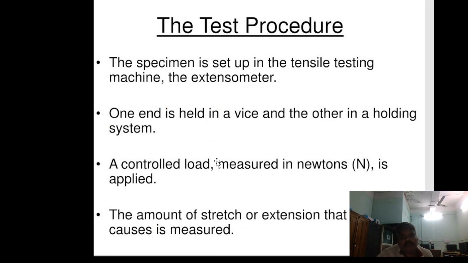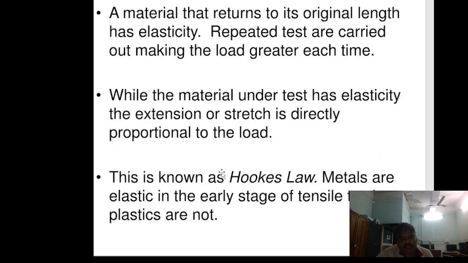The test procedure. The specimen is set up in the tensile testing machine, the tensometer. One end is held in a vice and the other in a holding system. A controlled load measured in Newtons is applied. The amount of stretch or extension that this force caused is measured. A material that returns to its original length has elasticity. Repeated tests are carried out, making the load greater each time. While the material under test has elasticity, the extension or stretch is directly proportional to load. This is known as Hooke's law.